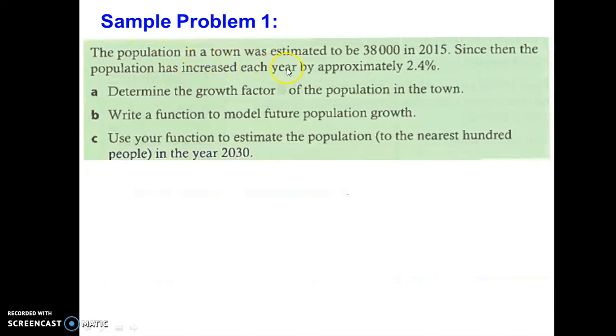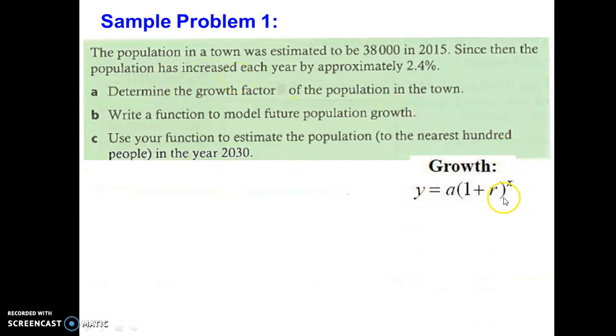The population in the town was estimated to be 38,000 in 2015. Since then, the population has increased each year by approximately 2.4%. So that's like our R value, our rate of growth or decay. In this case, it says the population is increasing, so this is going to be a growth problem.